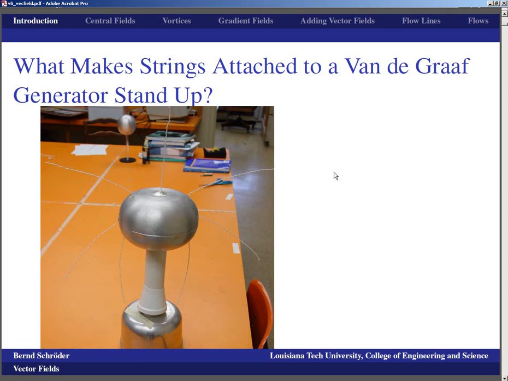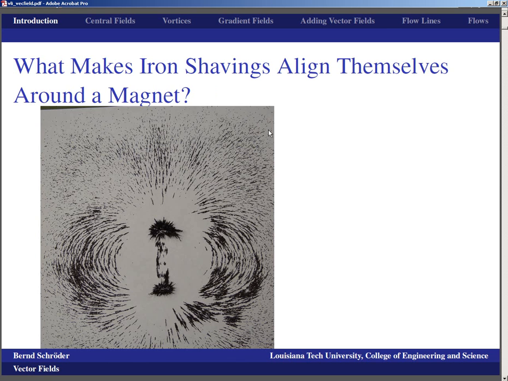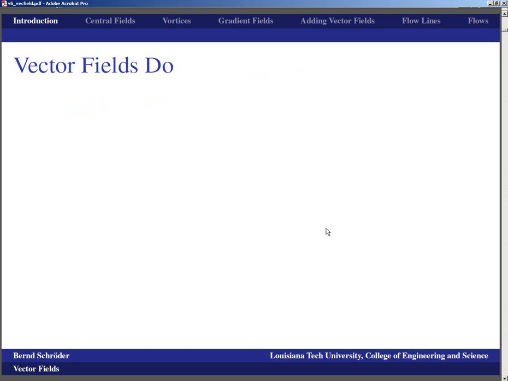These strings stand up. And if you've ever asked yourself what makes iron shavings align themselves around a magnet, if you take a permanent magnet and you sprinkle iron shavings around it, you get a picture like that, and that is a picture that I've taken myself. Well, the answer, of course, is vector fields do.